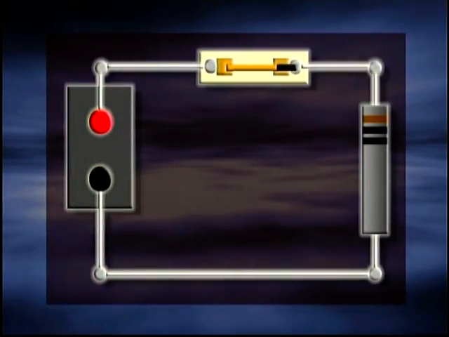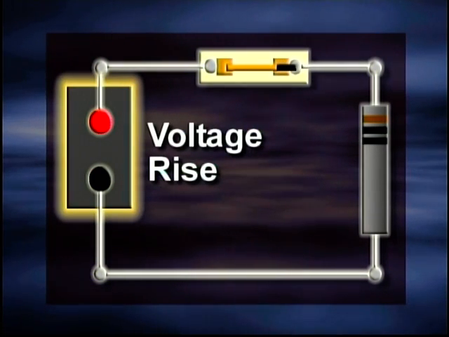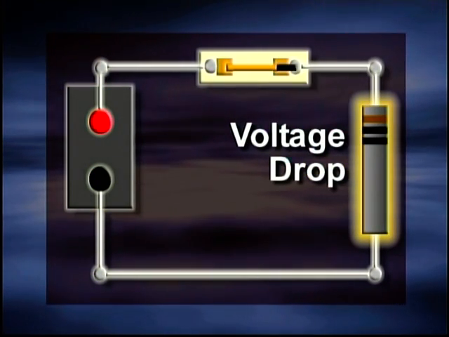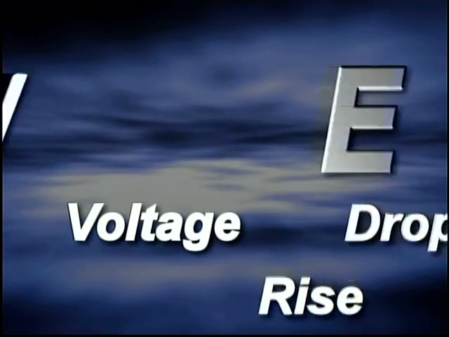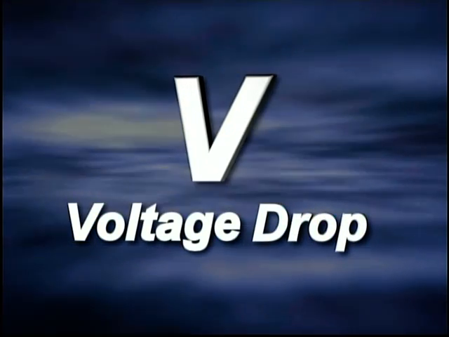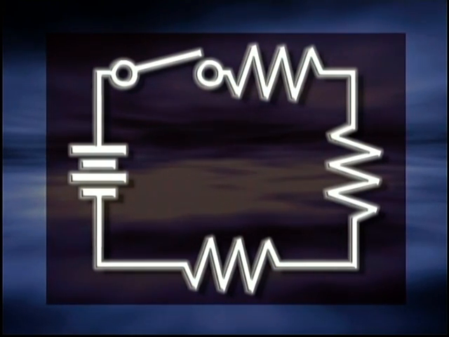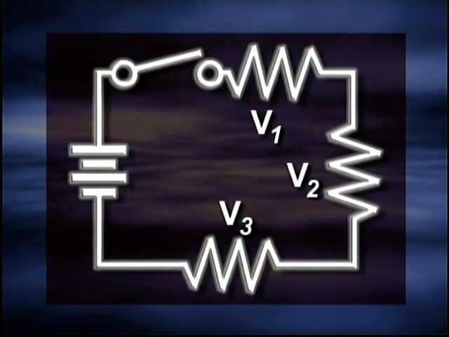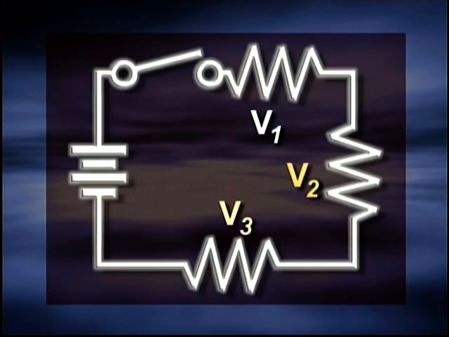A potential difference exists at only 2 places in a circuit: at the source, known as the voltage rise, and at the load, known as the voltage drop. The symbol E is used to identify a voltage rise. The symbol V is used to denote a voltage drop. If there are 2 or more loads in a circuit, they can be represented as resistances on a schematic diagram, and the voltage drops across them are identified as V1, V2, and V3.